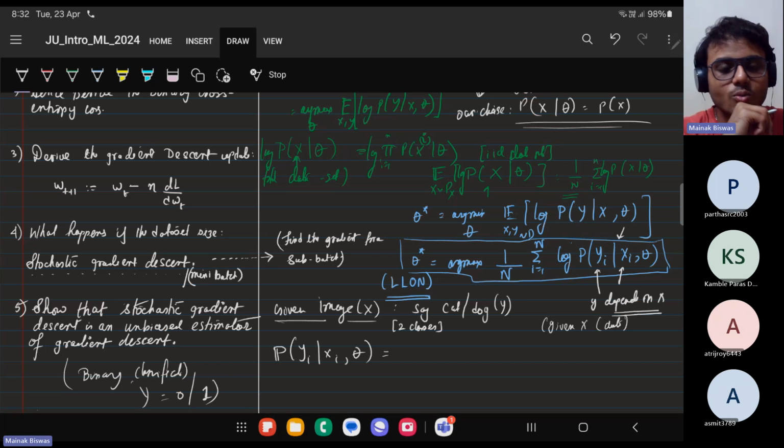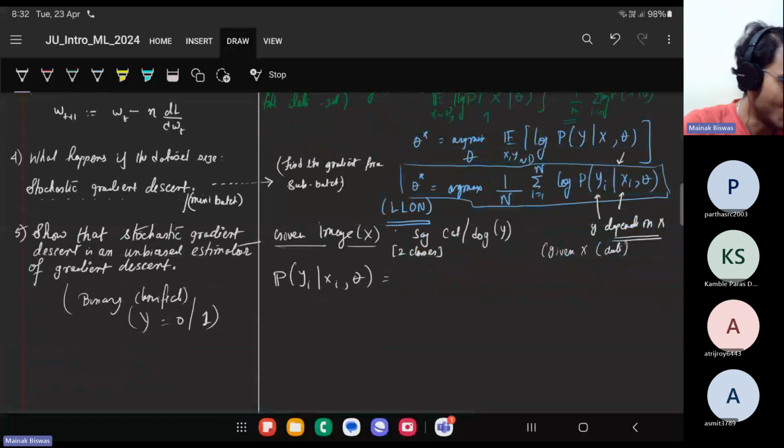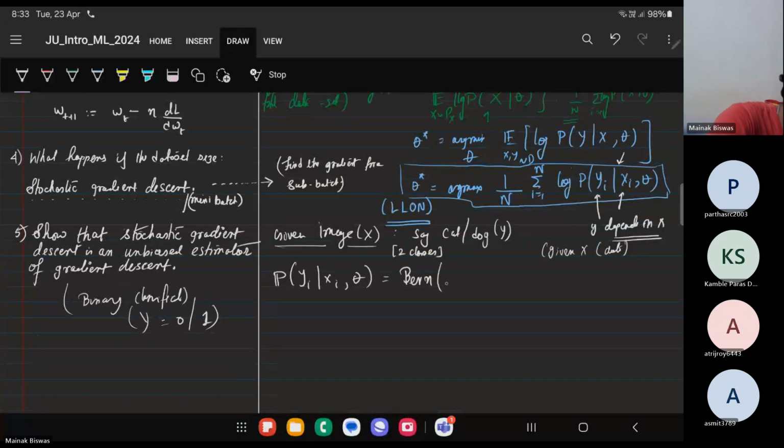Till now I was saying there will be a model that gives a linear combination of these values, and greater than 0 will give class 1, and less than 0 will be class 0. Now I will tell you, why not make it Bernoulli? yi is the variable. What is the parameter? Theta is W here, so I'll just write W.